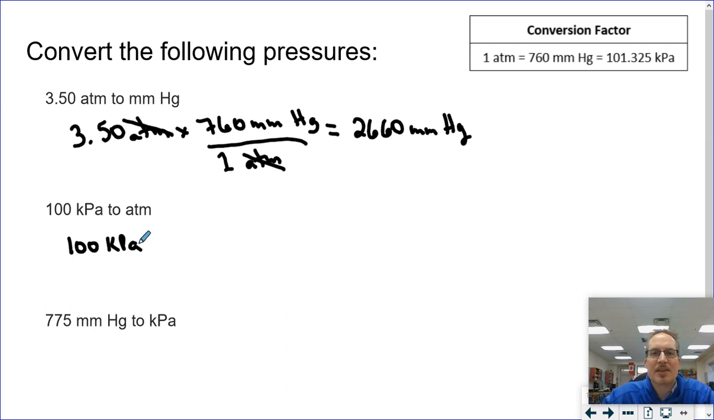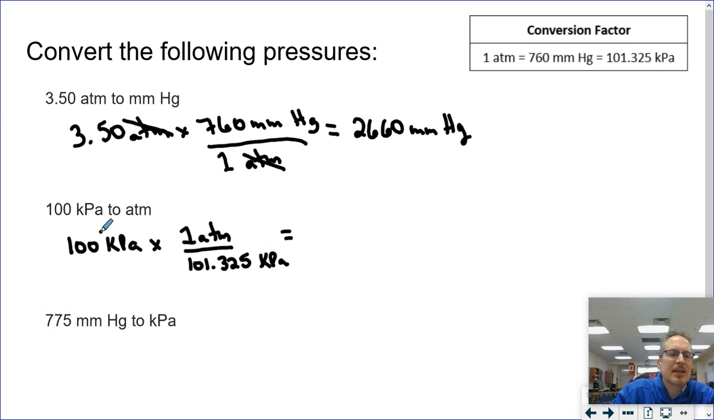I would like you to pause the video, try the next two, and then unpause the video when you're ready for the answer. So to change, I know that there's 1 atmosphere in every 101.325 kilopascals. I set it up this way so that kilopascals is on the top, kilopascals is on the bottom. They cancel out. So again, 100 times 1, multiply the top, enter.